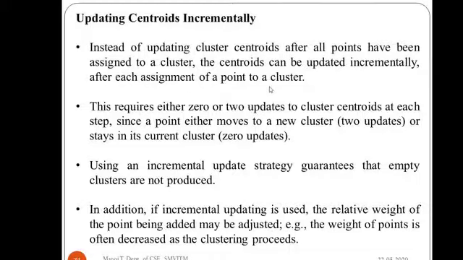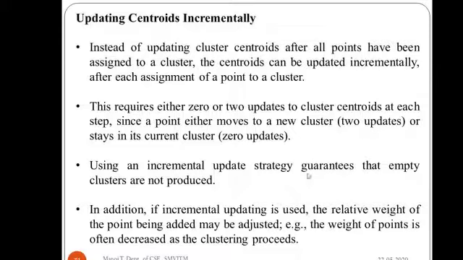If we have 50 or 100 points, we take one point, assign it, and again recompute the cluster centroids. This requires either 0 or 2 updates to the cluster centroids at each step. It depends upon whether the point moves to a new cluster or stays in its current cluster. If it moves to a new cluster, two updates are required. If it stays in the current cluster, 0 updates are required. You need not update that.